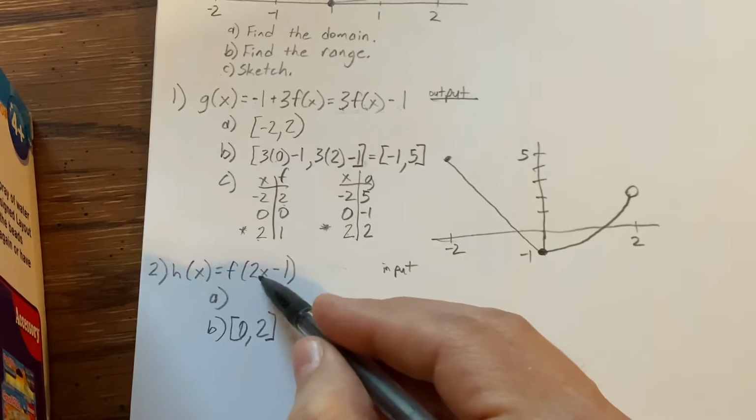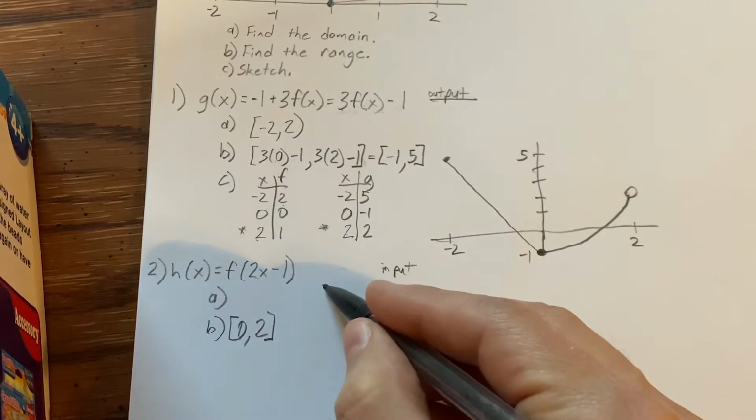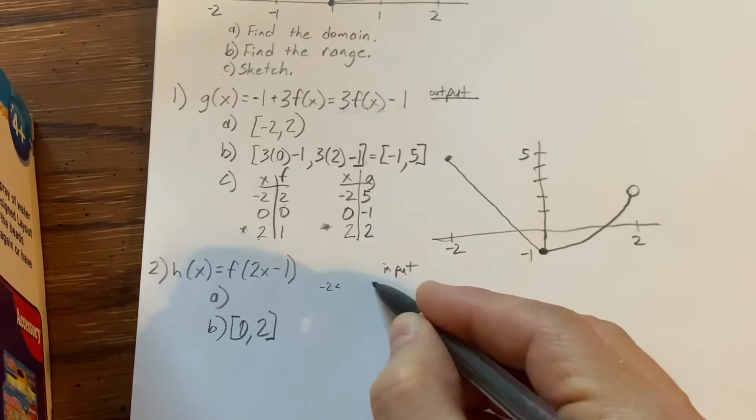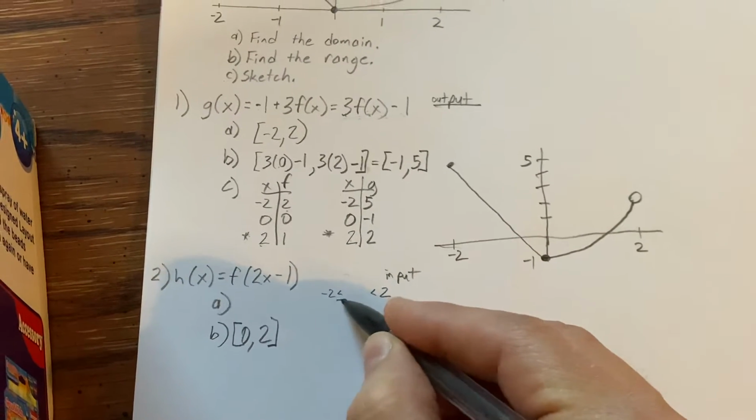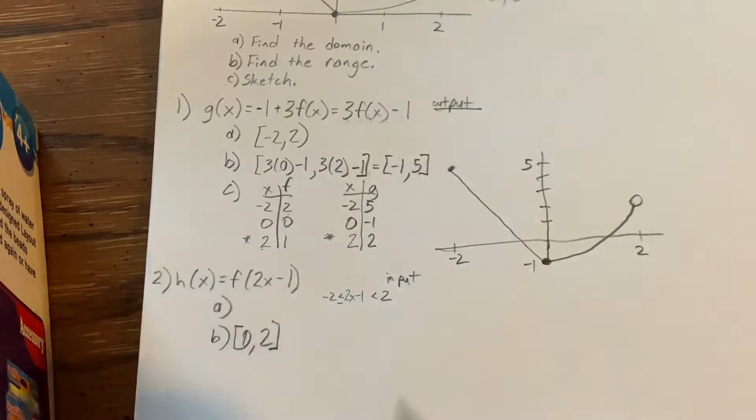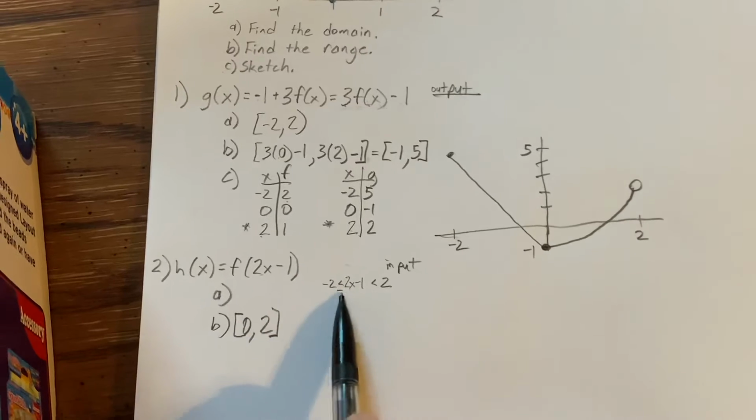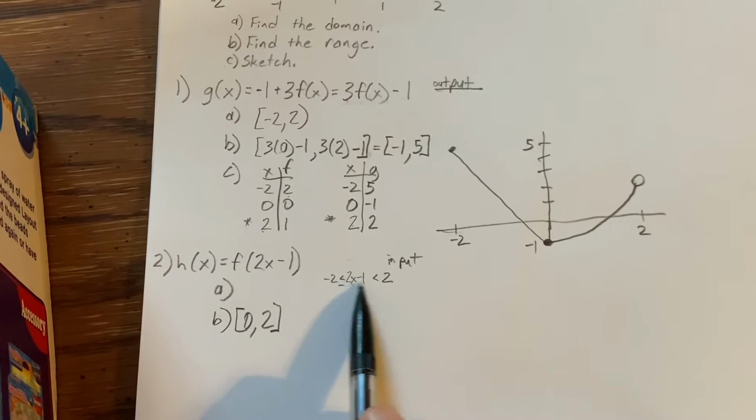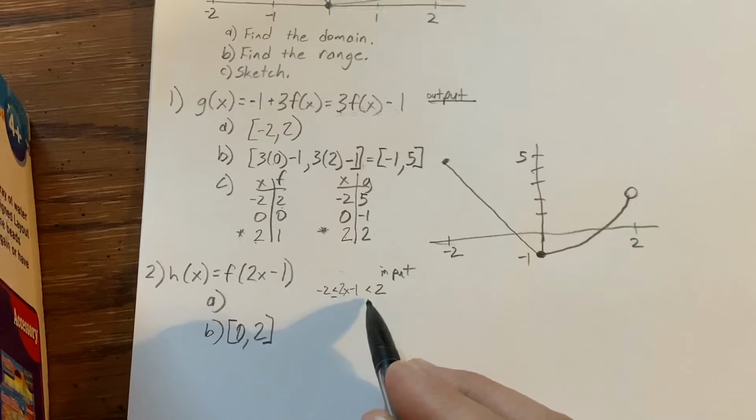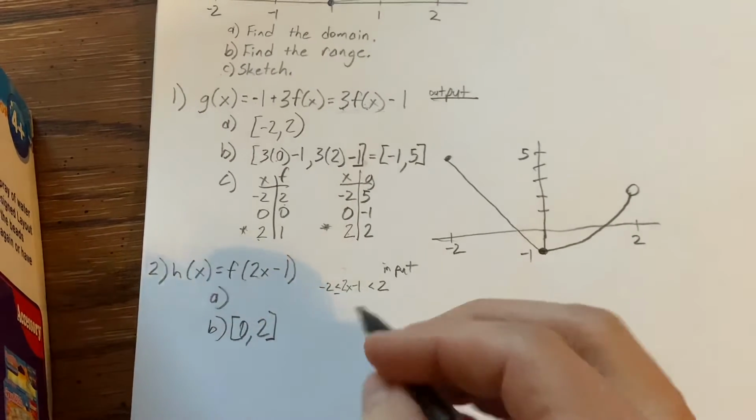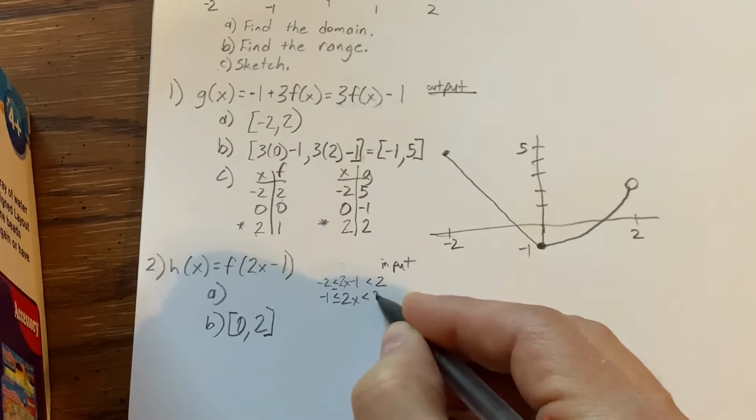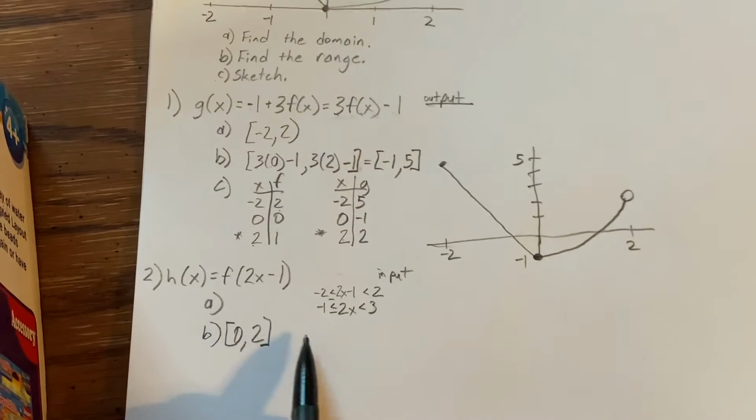Well, essentially, the domain used to be that the inputs had to be between -2 and 2. Now, the inputs 2x minus 1 have to be between this and that. Those are the inputs that have to be between that. Think about how you would get things out of the middle here. You'd have to add 1 to all 3 terms. So that's now -1. This is now 3. Now you'd have to divide by 2.